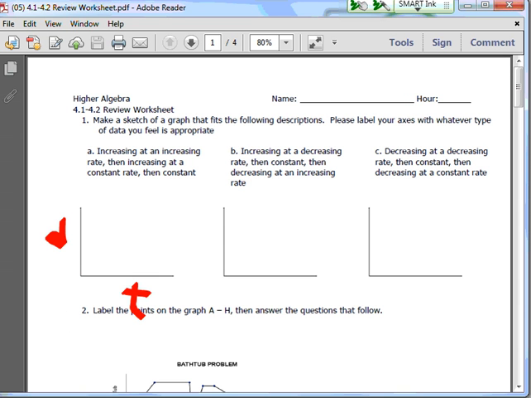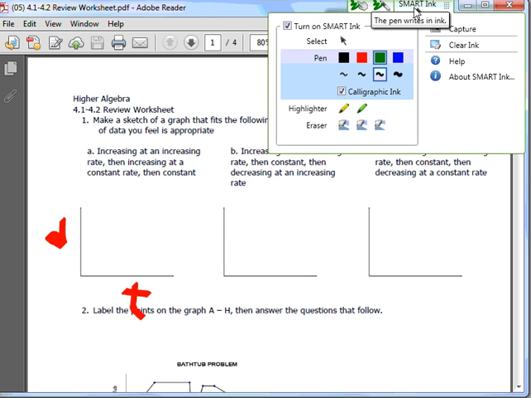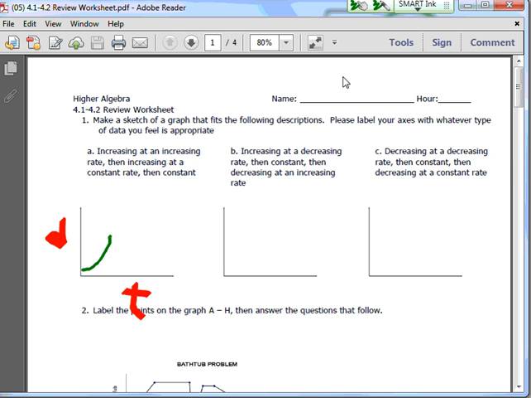So you know what to do? Increasing and increasing goes like this. And then increasing at a constant. No, this would be constant. That would be wrong. Increasing at a constant. So we need to be going like that. Then what does just the word constant mean? Completely flat. I think you guys have gotten ahead of me, which is totally fine.